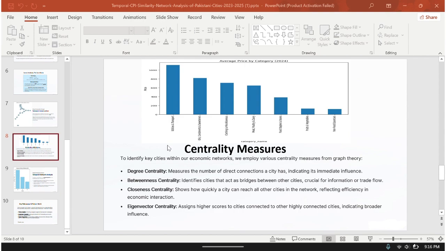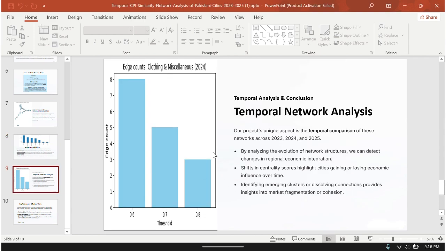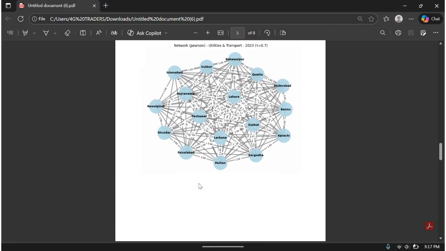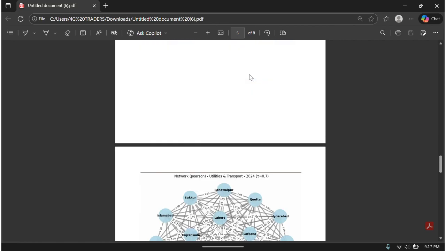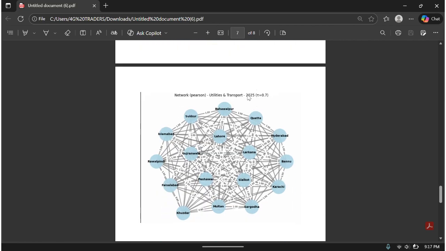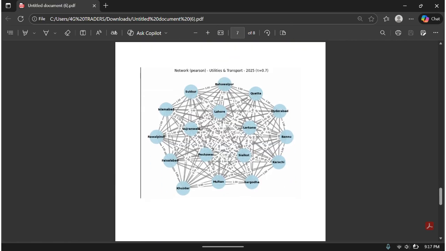Now, in the next part, I will discuss the temporal network analysis. As you can see in the network part, when we compare different years, we can see that the network gradually becomes denser. This means cities are becoming economically more similar over time.